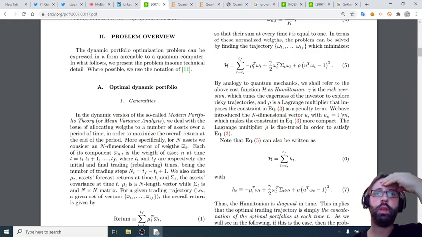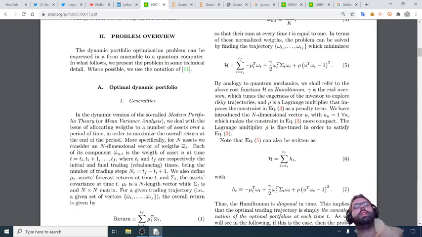More specifically, for n assets, we consider an n-dimensional vector of weights, W_t. Each of its components, W_nt, is the weight of asset n at time t. Yeah, so that's actually more... You see, in the Chicago quantum paper they talk about W as being the weights vector, but they never mentioned it as having a time dimension as well.